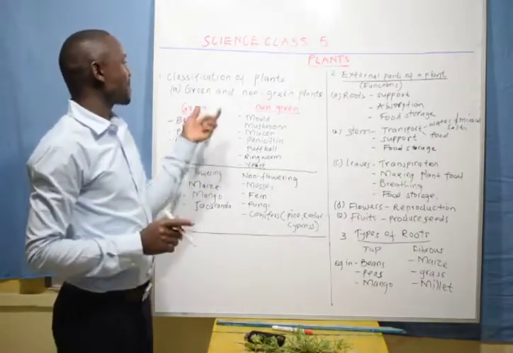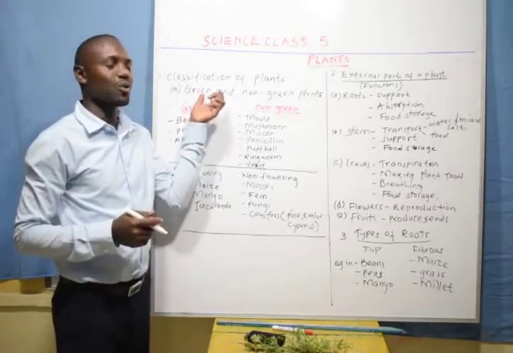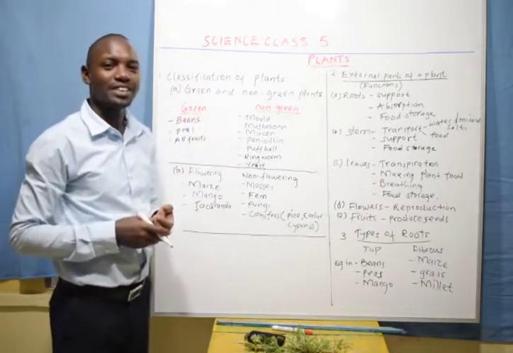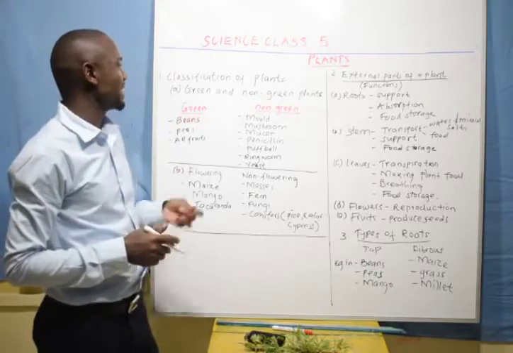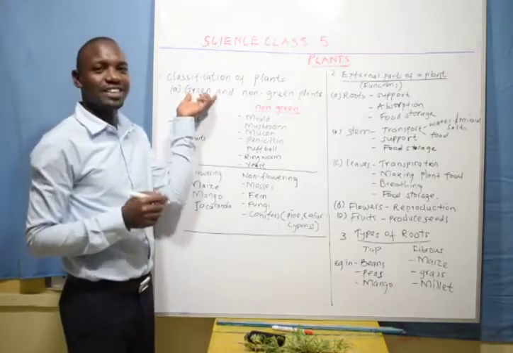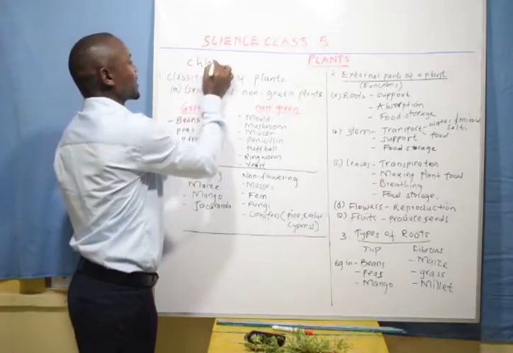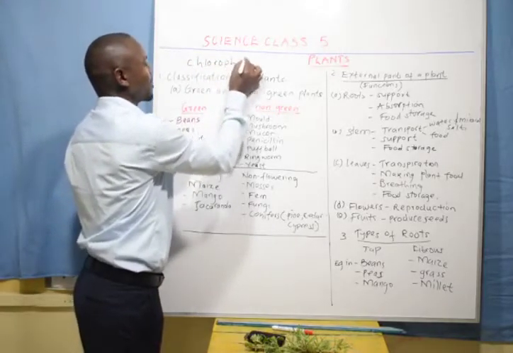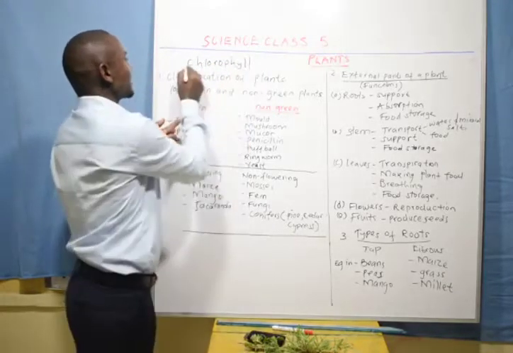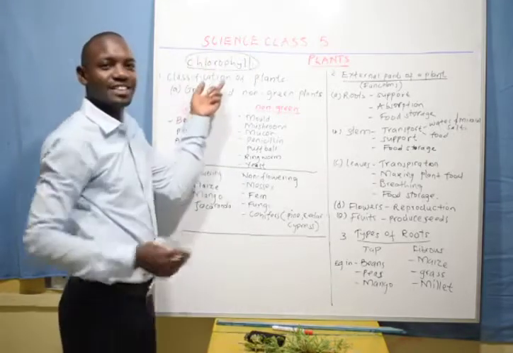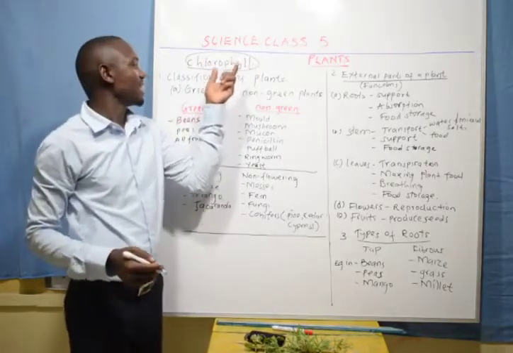Green plants are plants which have their leaves, branches and stems green. Green plants contain a green substance which is found in the leaves, which is called chlorophyll. Chlorophyll is the green coloring matter that is found in the leaves.